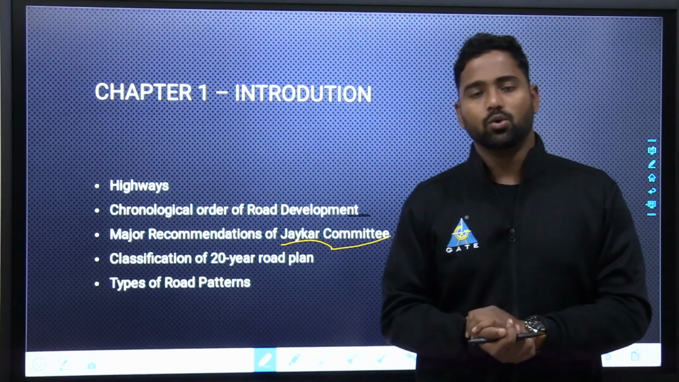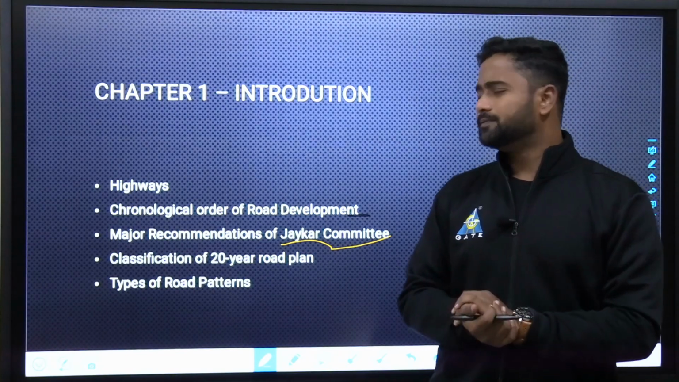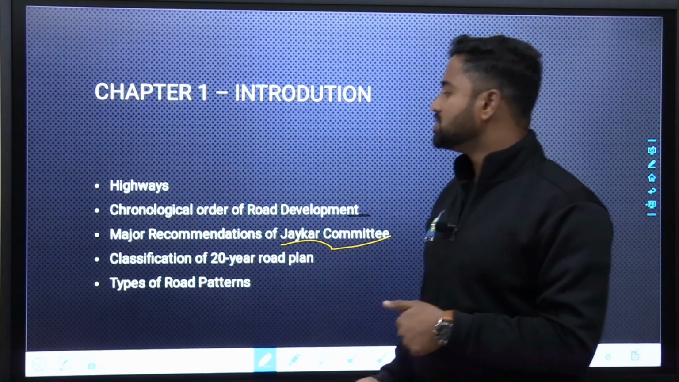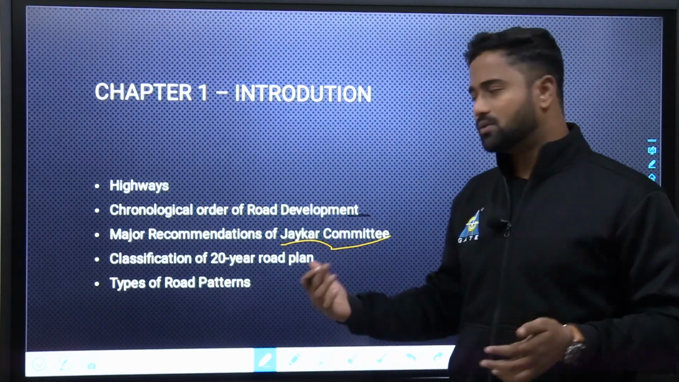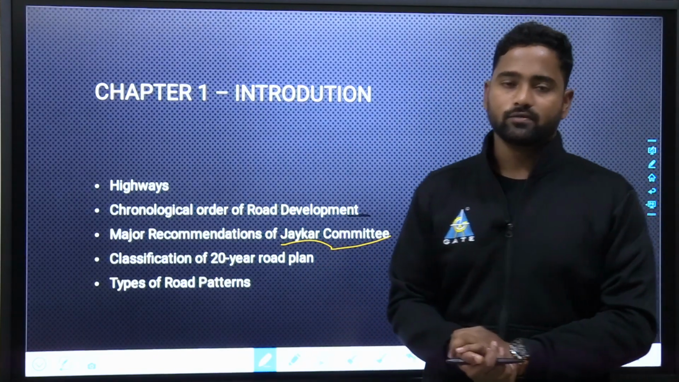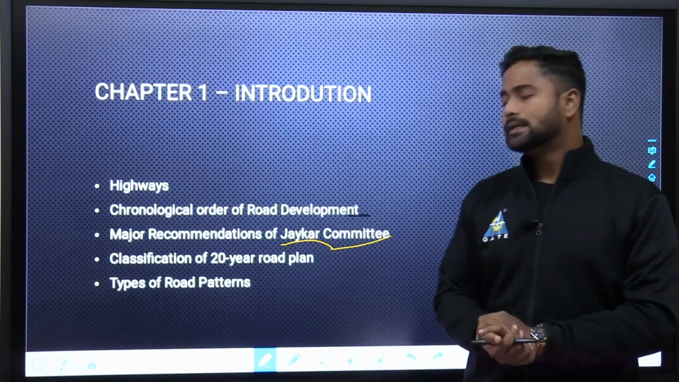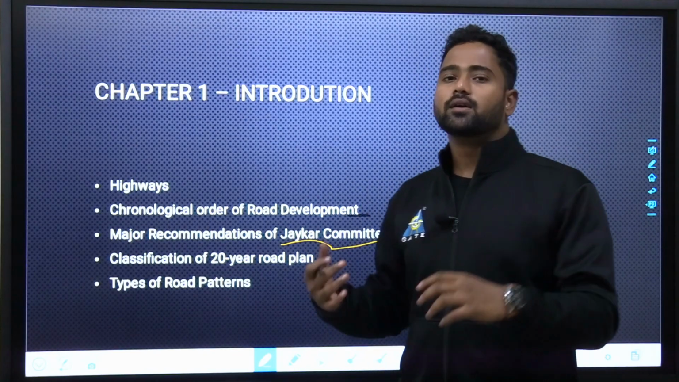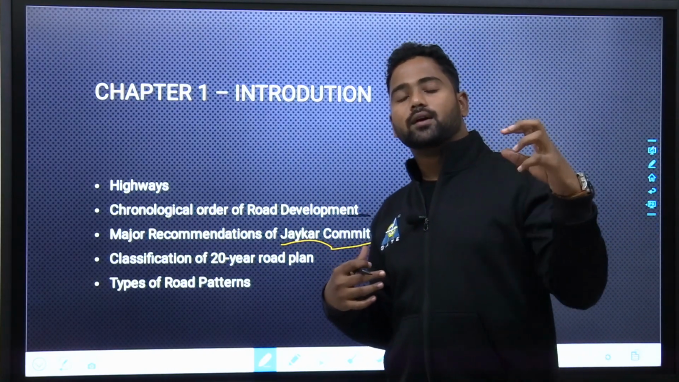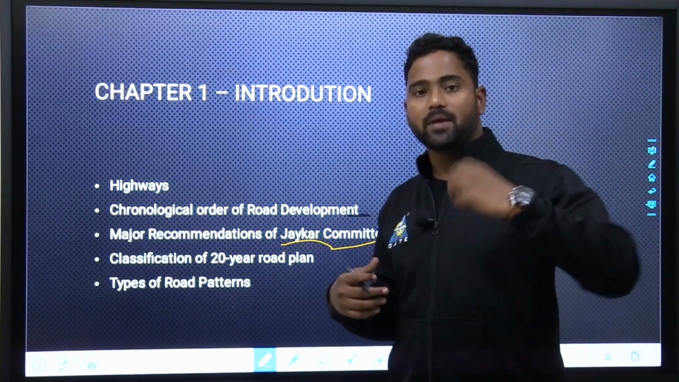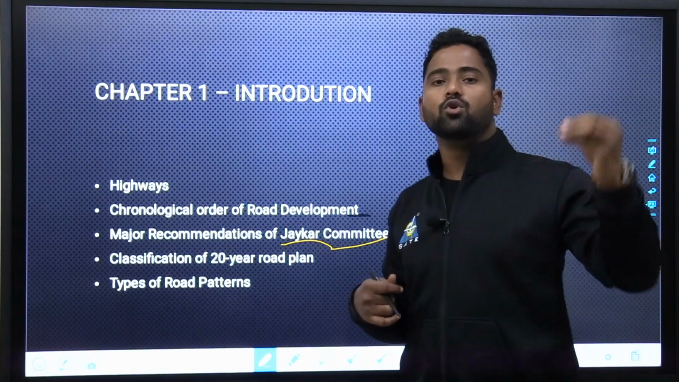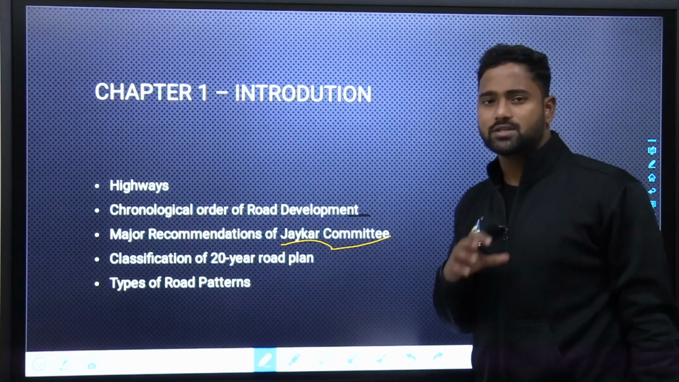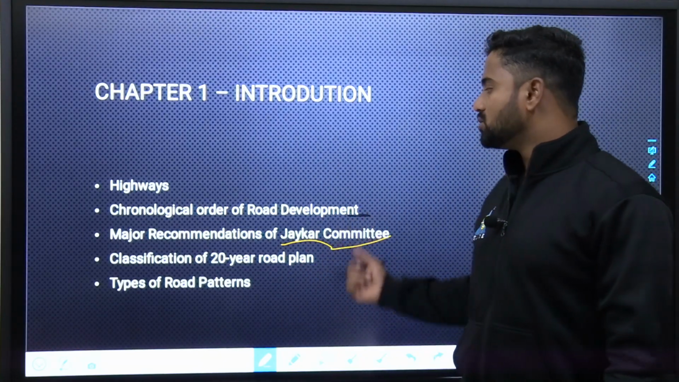So IRC code, and then we are going to see how NHAI is formed. Some general knowledge things we will be seeing in the recommendations of the JCAR committee, and then what is the tax that should be kept on the diesel and petrol. Right now we are paying taxes, and some amount of tax goes for road development purposes. So all those recommendations given by the JCAR committee, we'll see here.